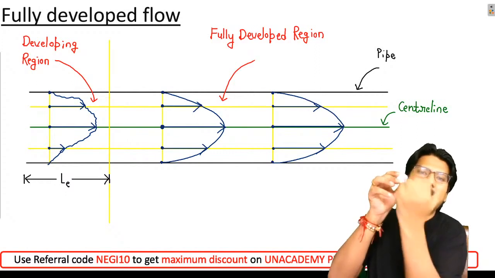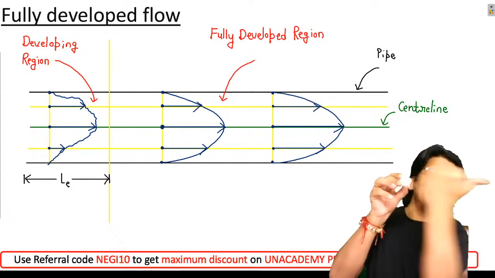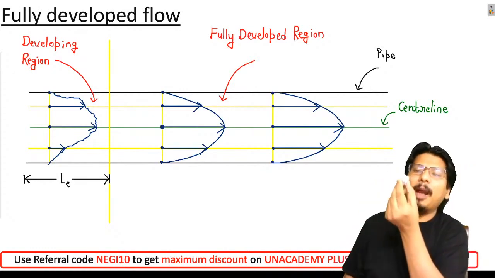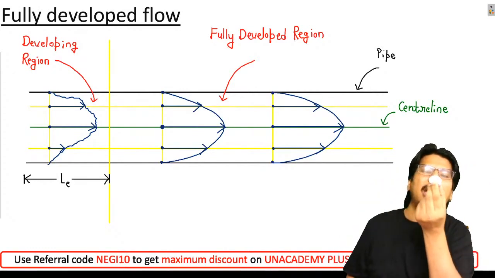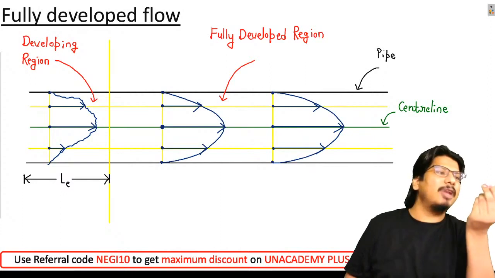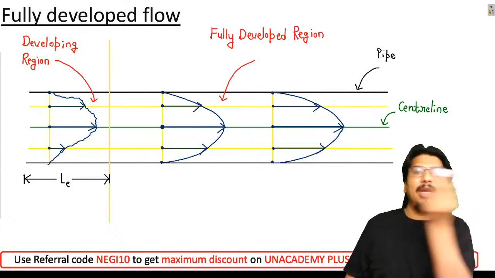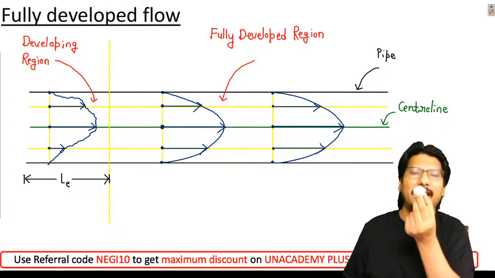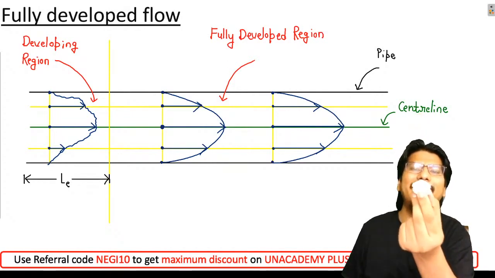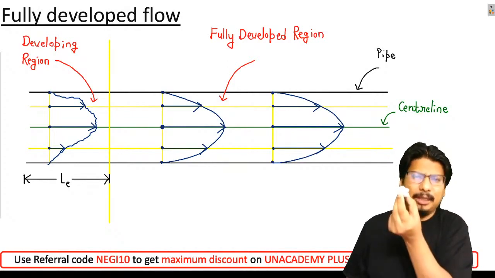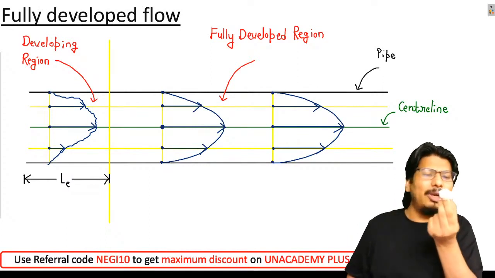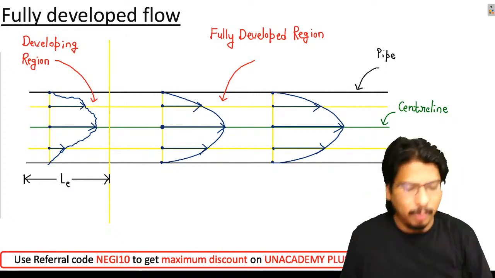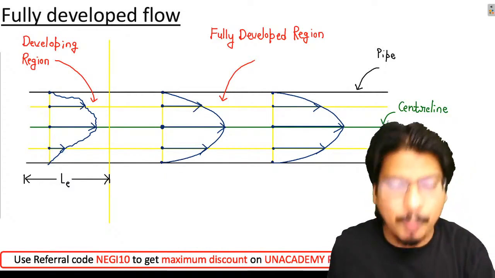Let us suppose this is the x direction. So the fluid particle will be moving in the x direction only. It will not move in the y direction, or in the z direction. The fluid particle will be moving only and only in the x direction. I hope you are clear.